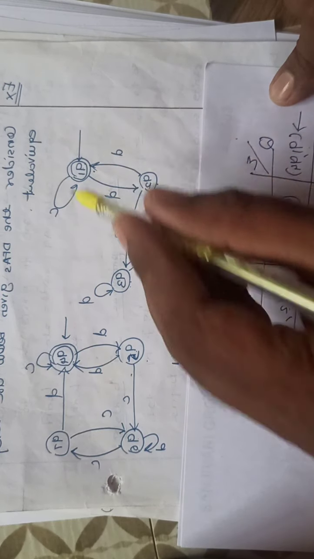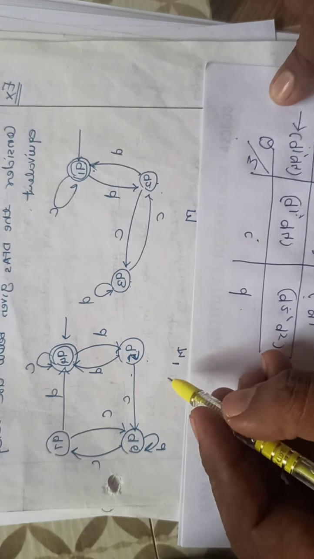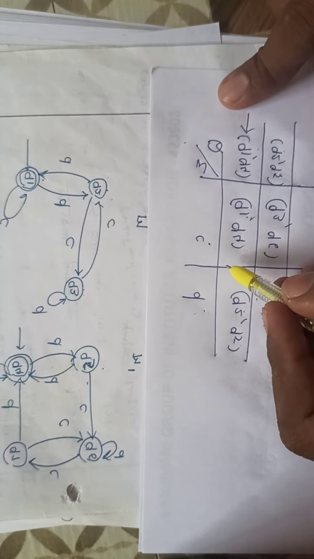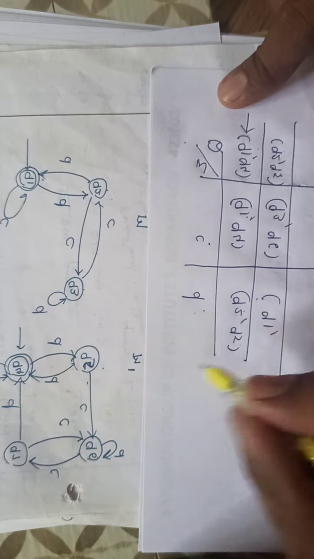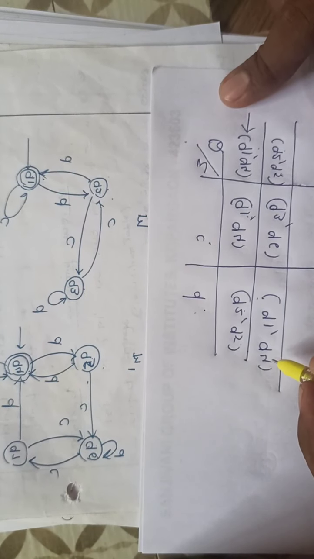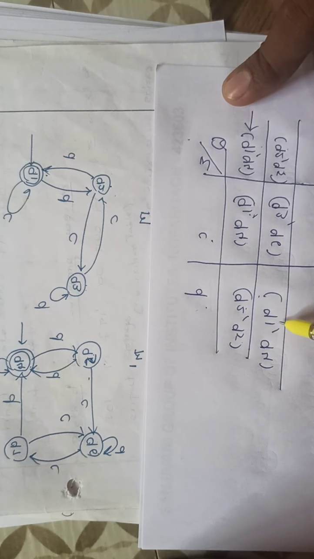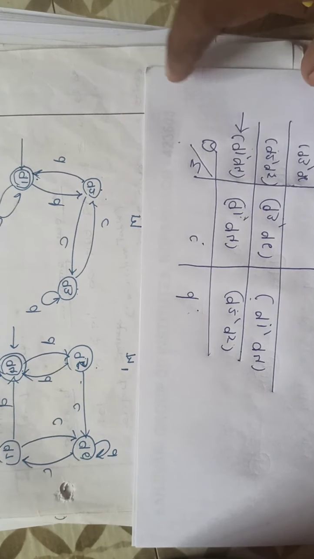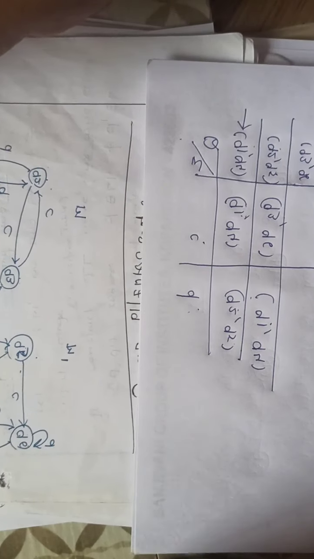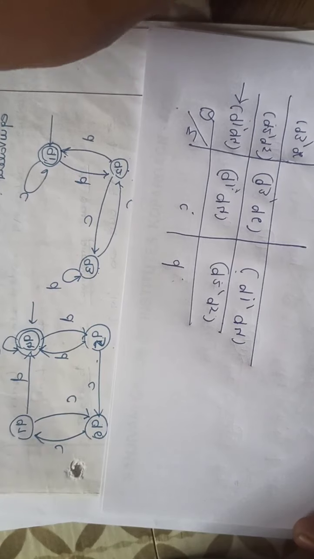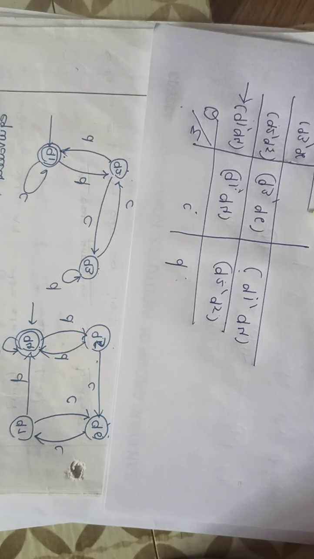And Q2 on D: Q2 after receiving D will be in Q1, and Q5 after receiving D as input is in Q4 state. So Q1 and Q4 both are final states, but this one is the old state and this one is the new one. Q3 and Q6 are the new ones, so we're going to add that. Now we get the Q3 and Q6 new pair, so we need to find the transition from that pair.